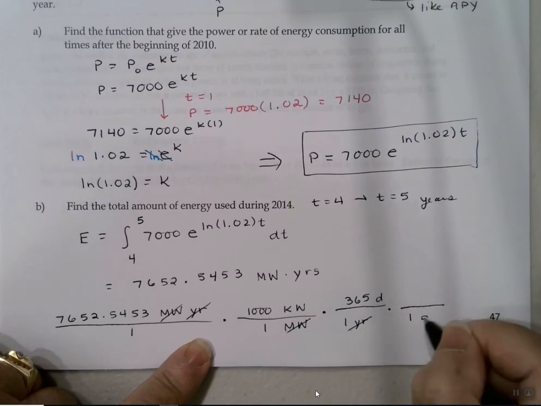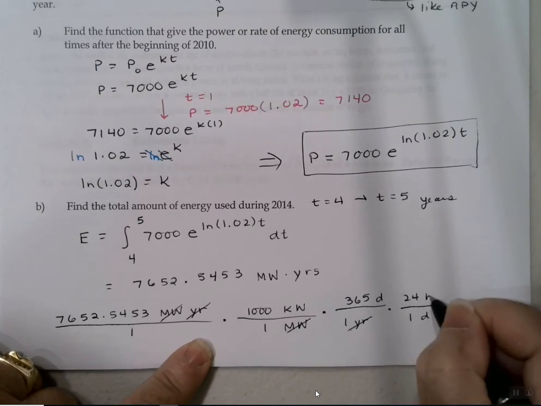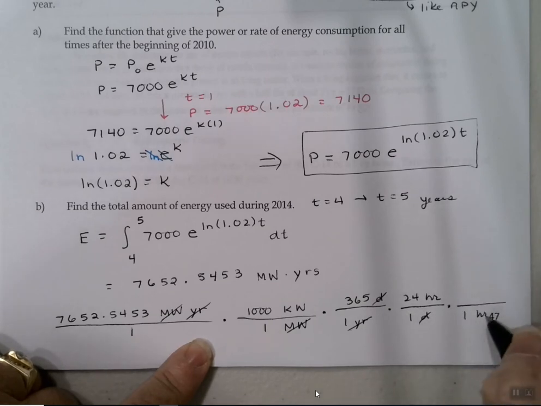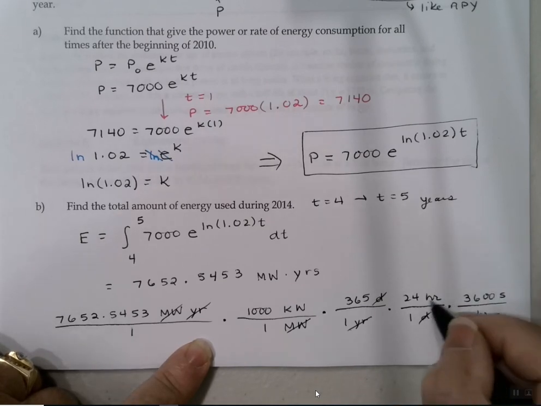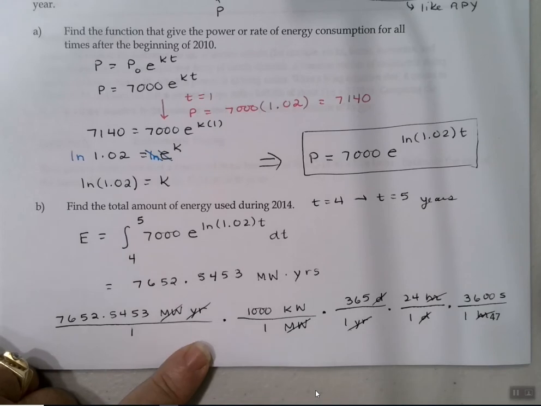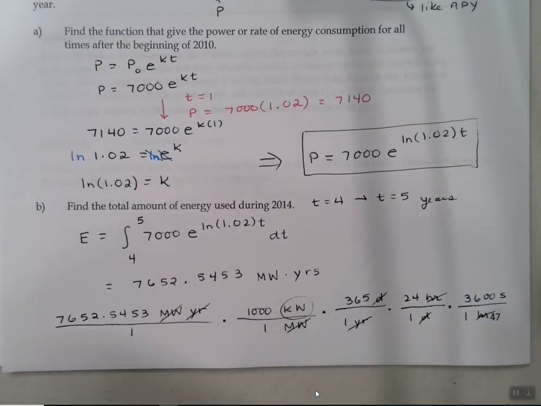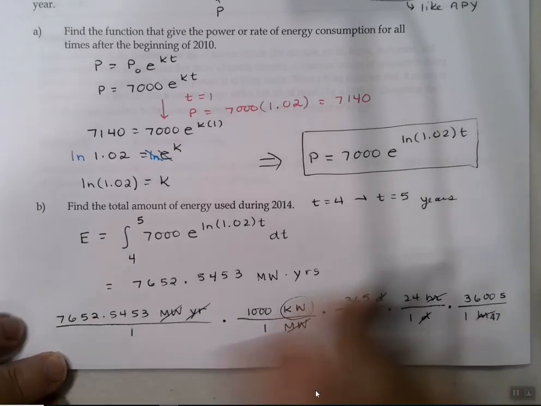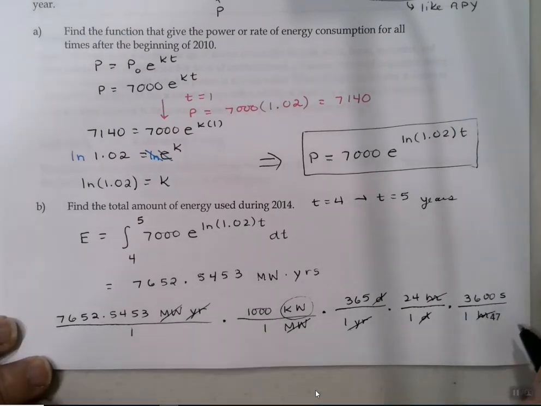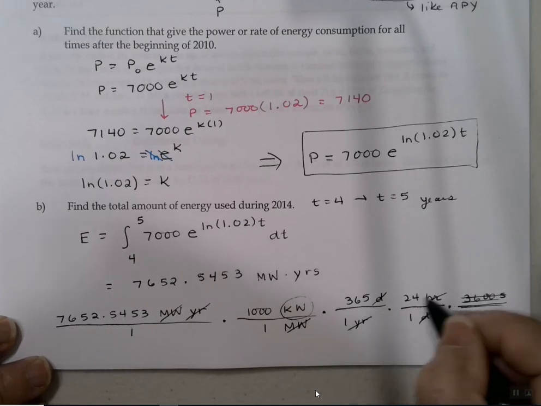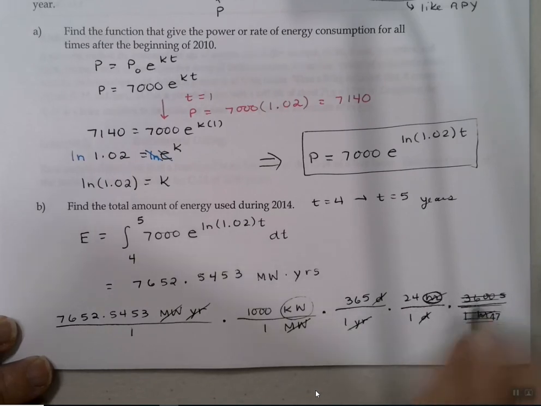I know that 1 day is 24 hours. Gets rid of my days. And I know that 1 hour is 3,600 seconds. Gets rid of my hours. So there we go. I now have left kilowatt. Oh, wait a minute. I went hours, not seconds. I went 1 too far, didn't I? Sorry about that. I was really getting into this. Let's get rid of that last part. We won't do that. We'll keep the hours.